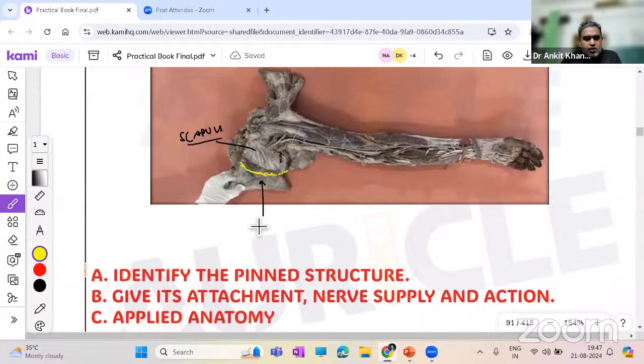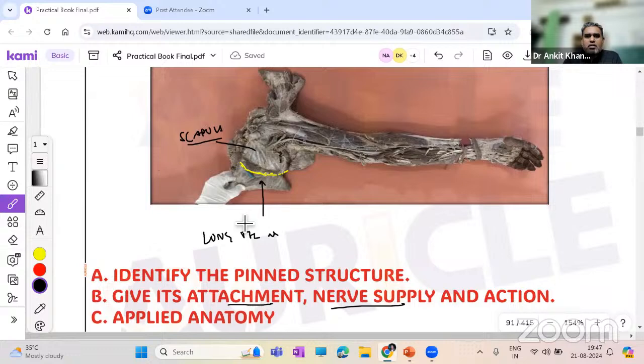The other attachment of serratus anterior is the upper ribs. Okay. So the attachment is fine. Nerve supply: what will be the nerve supply? It is the long thoracic nerve, also known as the nerve to serratus anterior. Action: boxing, pushing, punching. Applied anatomy, a lot.